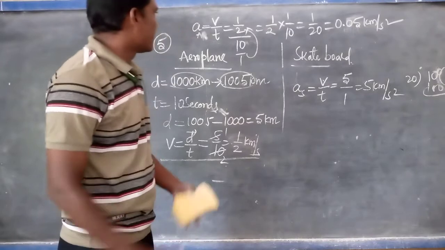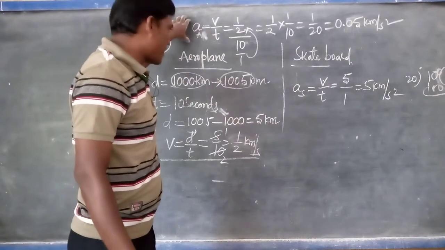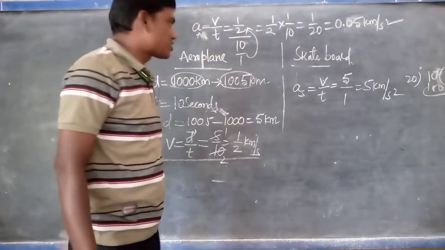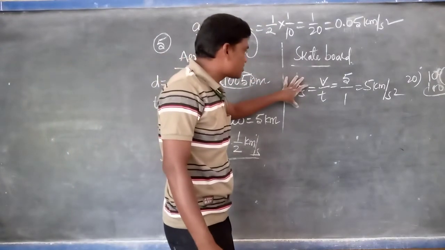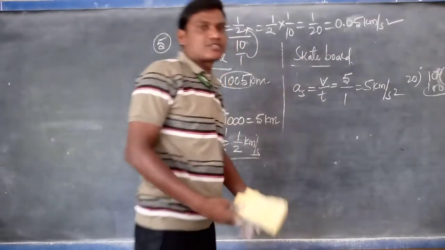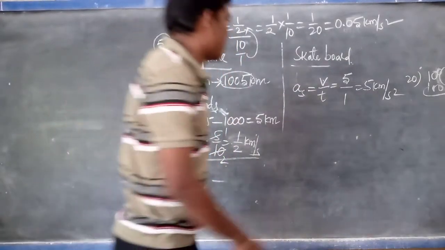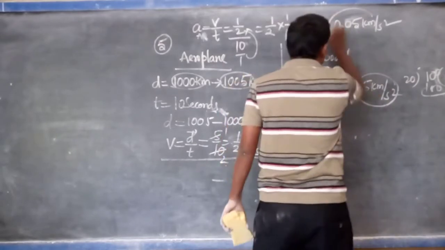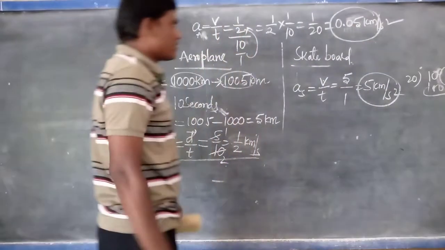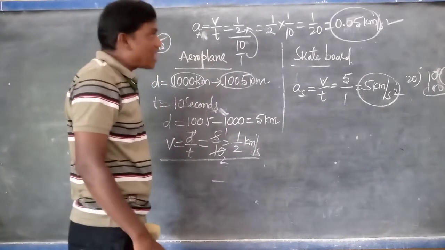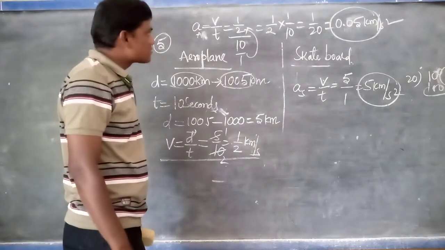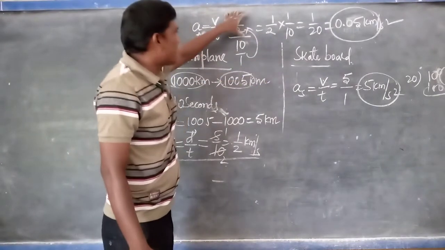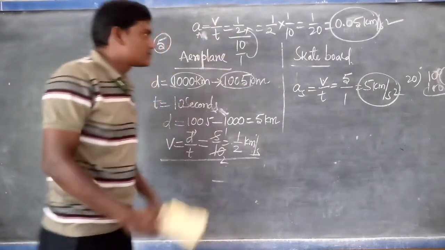So if you are observing that, what is the acceleration of the aeroplane? 0.05 kilometer per second square. What is the acceleration of the skateboard? 5 kilometer per second square. That's why skateboard acceleration is 5 kilometer per second square, and aeroplane acceleration is 0.05 kilometer per second square. So it says that the skateboard has more acceleration than the aeroplane.